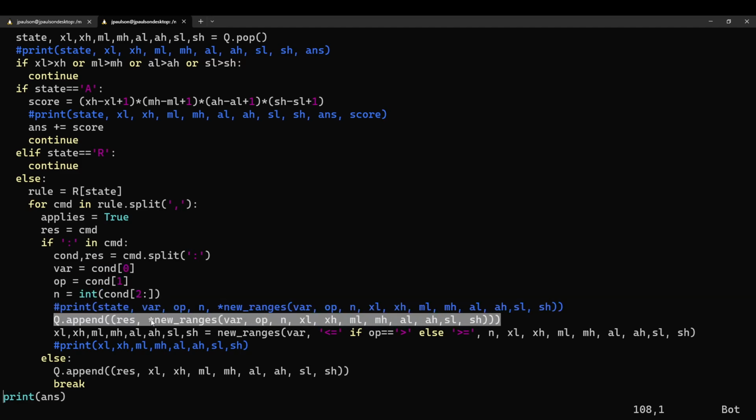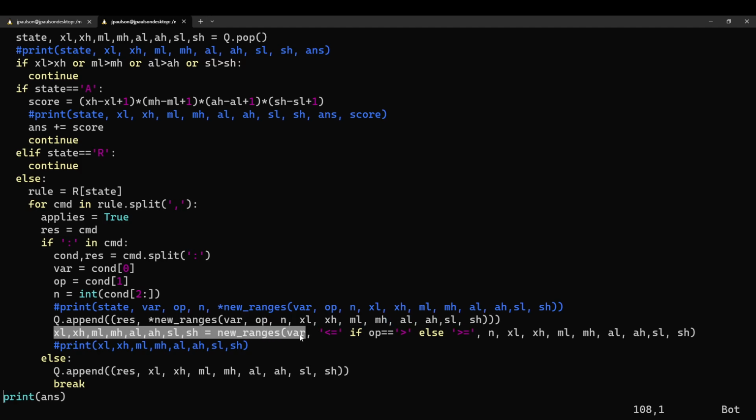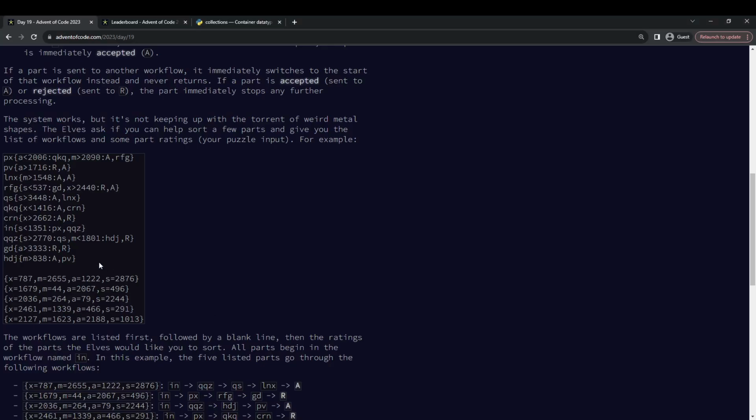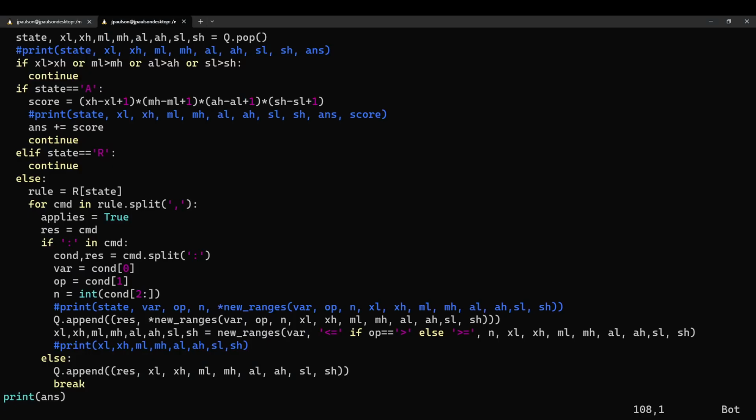And this is figuring out the new pile that follows this rule, and they go to that state. Otherwise, we have the leftover pile, which follows the negation of the rule. I've just introduced new operators, right? The negation of greater than is less than or equal to, and the negation of less than is greater than or equal to. So this is the pile that did not meet this condition, so they keep processing the remainder of the rules.